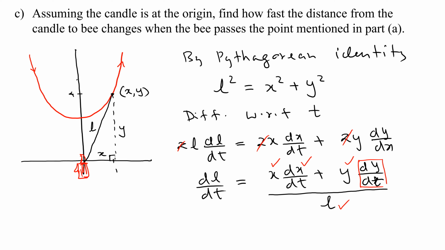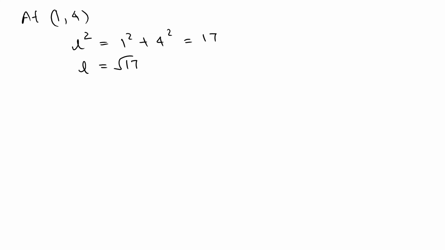So let's find those missing terms now. At (1, 4), you can see that L squared equals 1 squared plus 4 squared, which is 17. So L equals square root 17, which is positive. So that's the L value. What else do we need to find? We already know dx over dt. We only need to find dy over dt, and then as before, you can see.